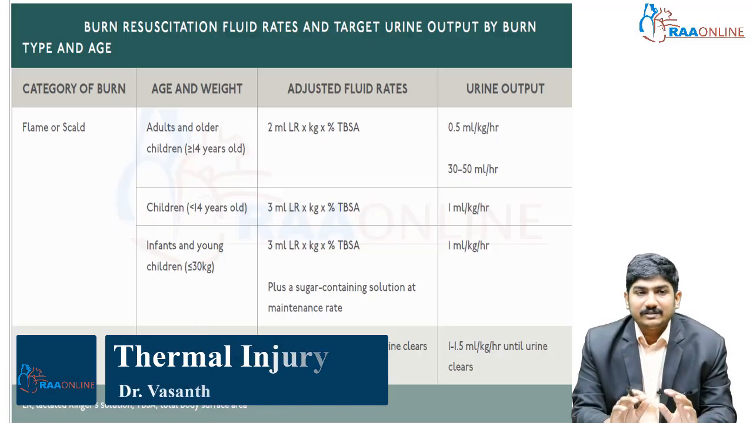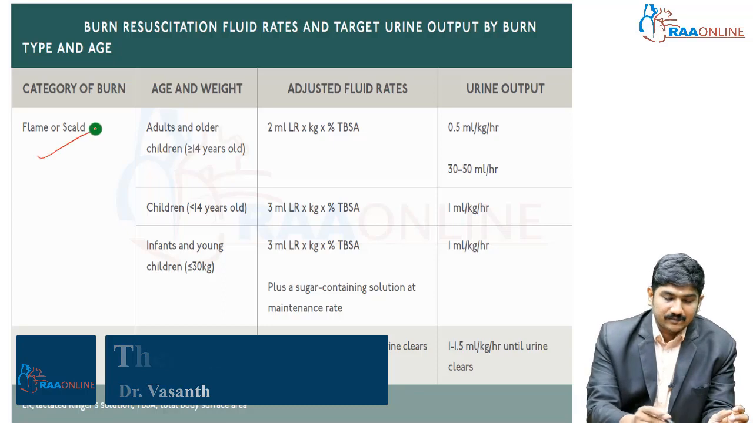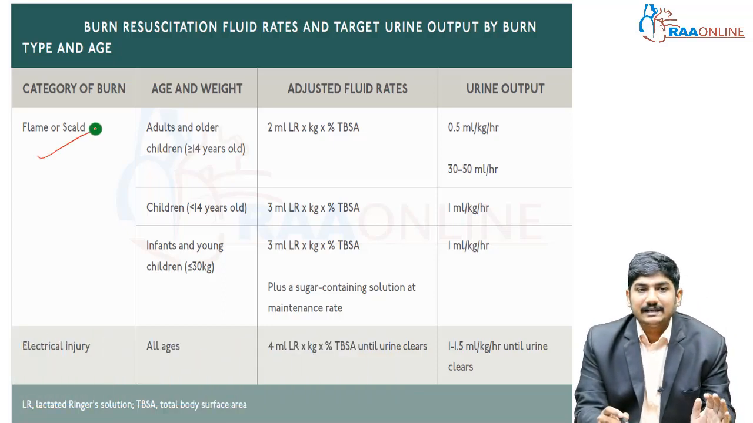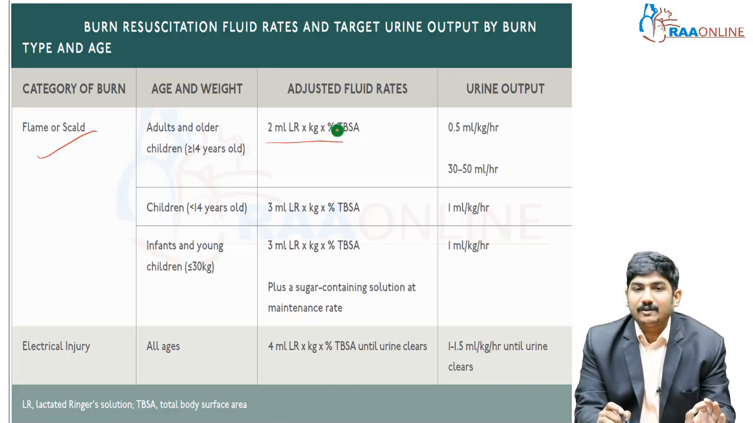Now, this is the formula which you need to understand. As far as the flame or burn injury is considered, in adults or children older than 14 years old, it's 2 ml RL into kg of the patient into percentage total body surface area. Usually we say it is 4 ml, right? That's called the Parkland formula.